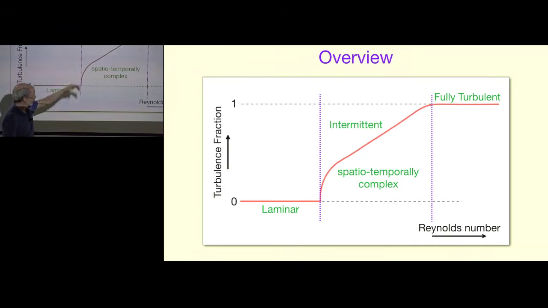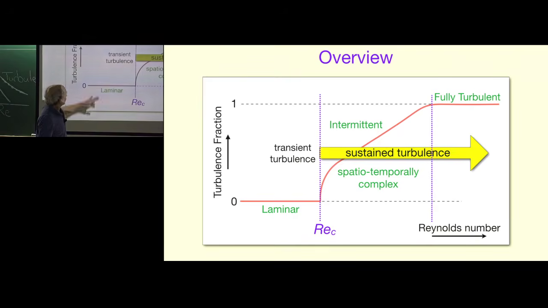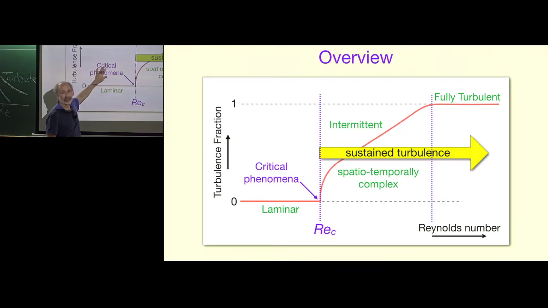And it grows. And so the thing is, below here, turbulence could exist, but only transiently. Asymptotically, there will be no turbulence. Above some critical value, there will be turbulence, and associated with this is critical phenomena. I haven't explained any of that yet. That's what I'm going to tell you, okay?